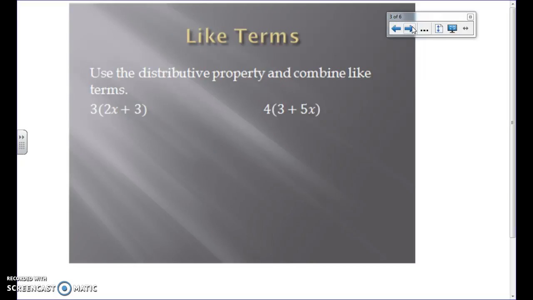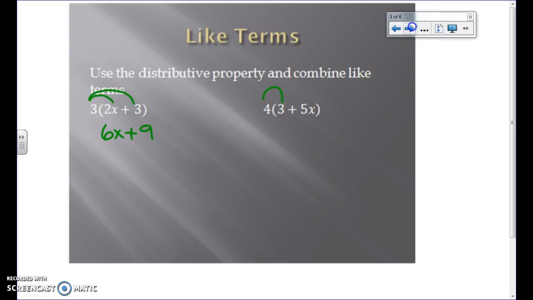Okay, I have two examples here, and we've been practicing using the distributive property to take the greatest common factor out of the parentheses as well as multiply it through the parentheses. So let's do it with multiplying through to begin. So 3 times 2x would be 6x, and 3 times positive 3 would be 9. So 6x plus 9, that would be an equivalent way to write 3 times the quantity 2x plus 3.